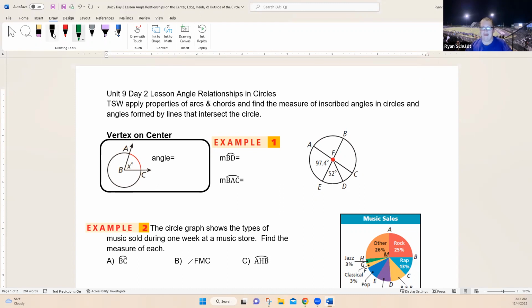So first thing I see is a vertical angle here. AFE and BFC, those are vertical angles. They're going to be the same on each side, 97.4 degrees.